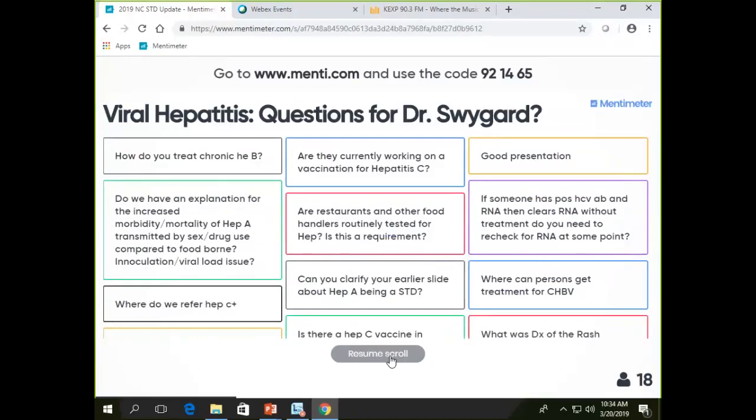Okay, are restaurants and other food handlers routinely tested for Hep B? Is this a requirement? I am going to have to... and it is not. So no, it is not.